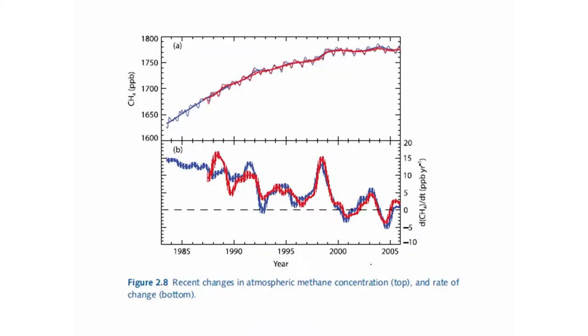Okay, so how has methane varied? If you look at the last few decades, methane has increased, but you can clearly see that maybe the rate of increase has begun to flatten. And this is shown again here as the rate of change of methane concentration in parts per billion per year, two estimates. And you can see that the rate of increase has in fact decreased.